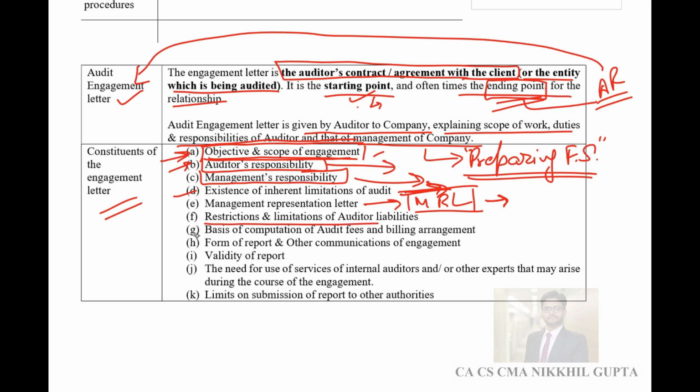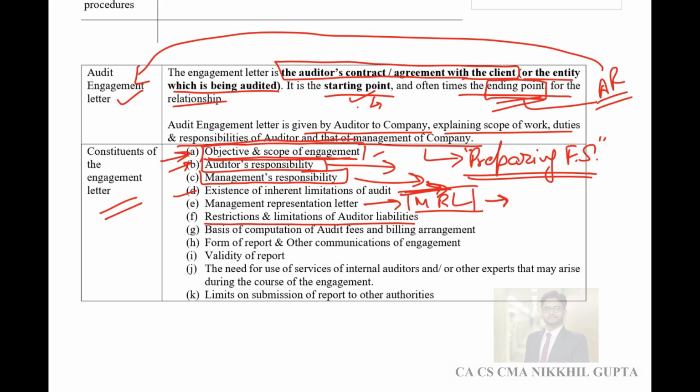Next point is restrictions and limitations of auditor's liability. Now this is a very important point, and this point states what is the financial liability which can be imposed on the auditor if anything goes wrong. So for example, if the auditor's report does not mention some loans which are faulty, some debtors, some loans which are given by the company which are shown as assets, they are faulty, they are irrecoverable, and the auditor misses this point, and management also misses this point, then what should be the auditor's liability?